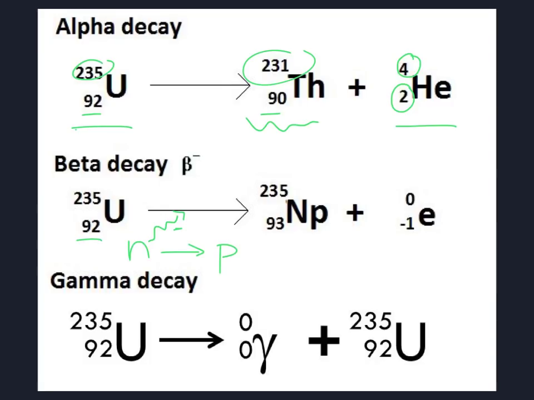Our atomic number went from 92 up to 93. The mass number didn't change because a neutron and a proton have the same mass. So just because a neutron turned into a proton, it didn't mean that I added any mass to it, so the mass number stays the same. This becomes an isotope of neptunium instead of an isotope of uranium, okay?